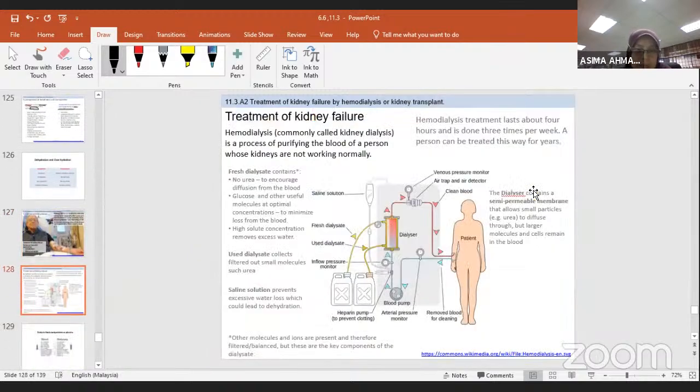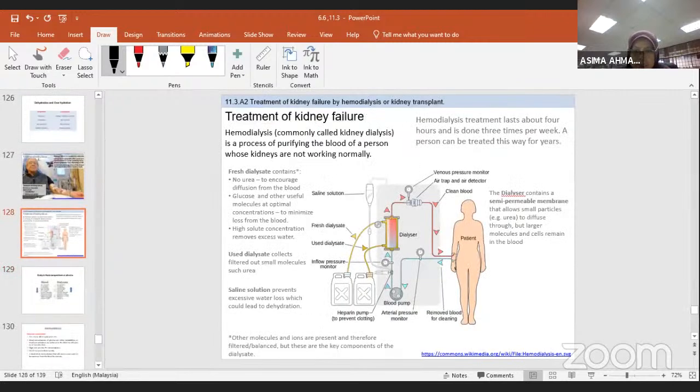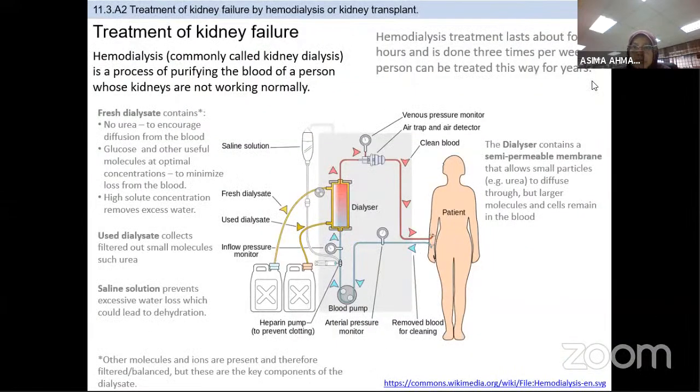Okay, so this is about hemodialysis, right? Hemodialysis. So apa dia buat kat sini in hemodialysis? Cikgu besarkan, nampak quite small here. Oh, aku tak boleh. Alright, so this is for hemodialysis.